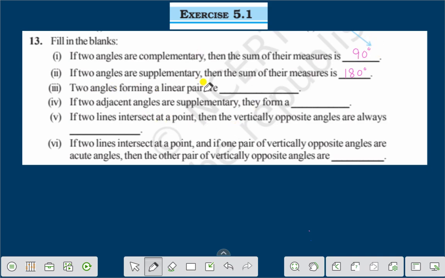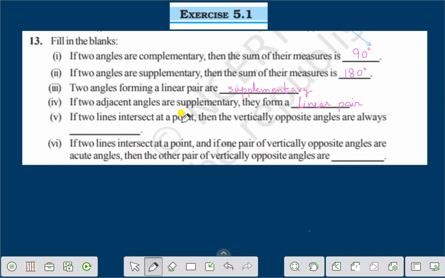Two angles forming a linear pair are always supplementary, right? That is, two angles forming a linear pair are supplementary. If two adjacent angles are supplementary, they form a linear pair, right?